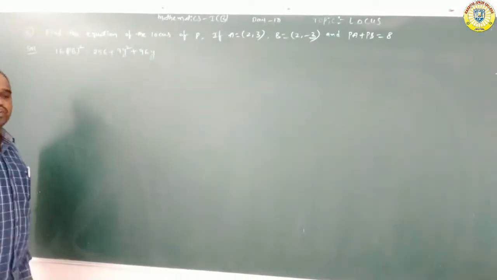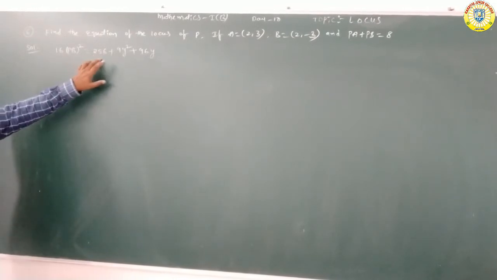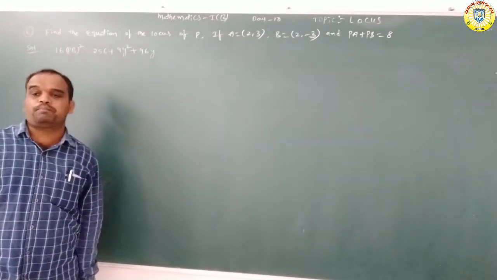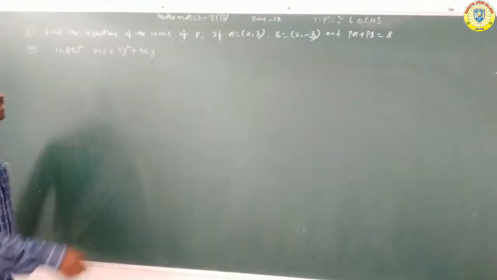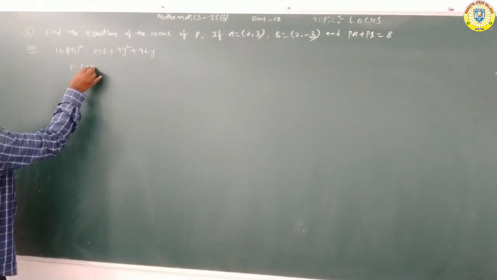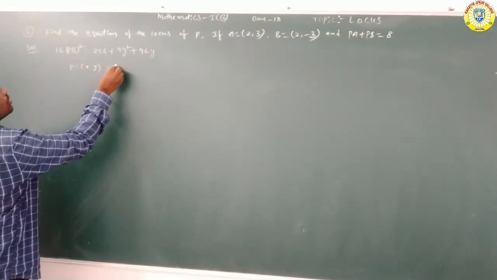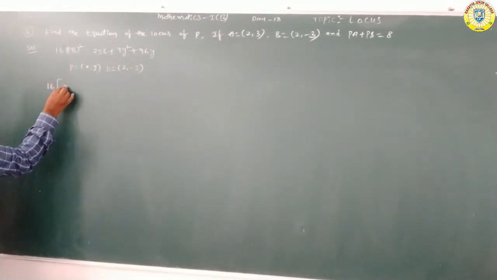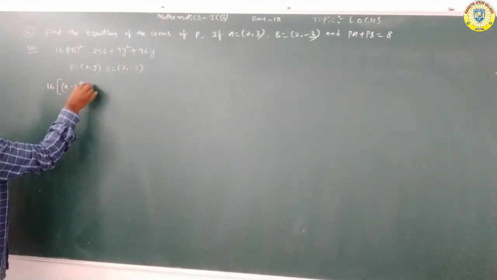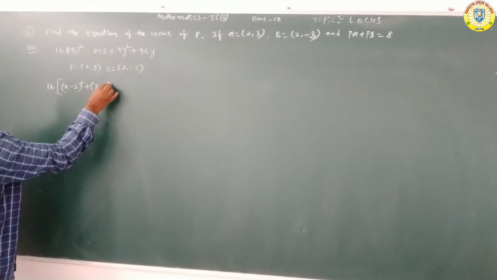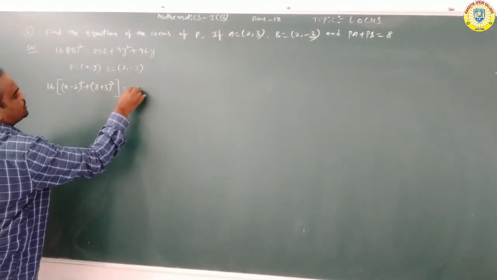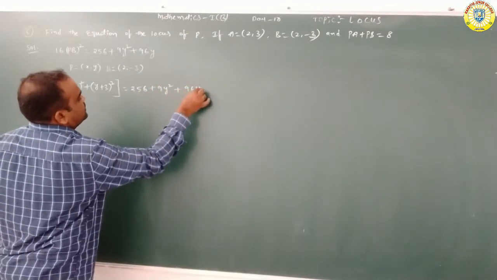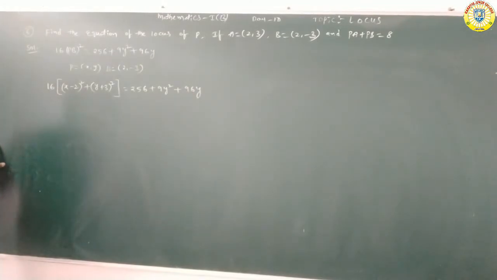So now we are continuing the problem. 16 into PB whole square is equal to 256 plus 9y square plus 96y. So we know the values: P is equal to x comma y, B is equal to 2 comma minus 3. 16 into PB whole square: x minus 2 whole square, y minus of minus 3, y plus 3 whole square, is equal to 256 plus 9y square plus 96y.